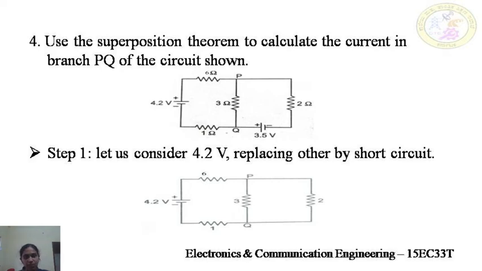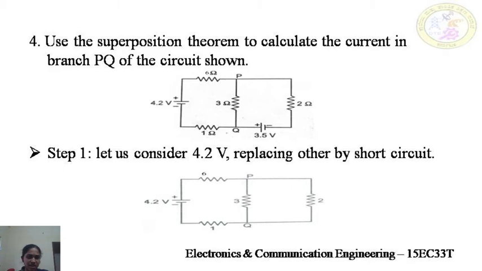Consider another example. Use the superposition theorem to calculate the current in branch PQ of the circuit shown. Consider this network. It has two voltage sources. In step 1, let us consider the 4.2 volt source, replacing the other by a short circuit. The 3.5 volt source is replaced by a short circuit.